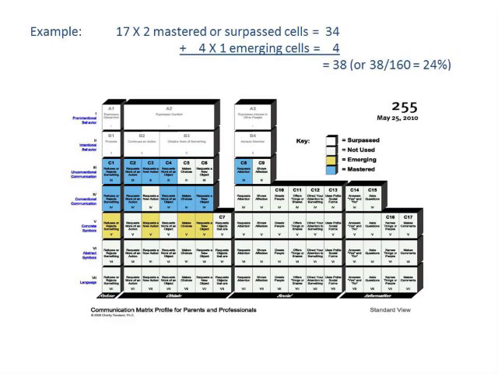In this profile, you can see that 17 cells were scored mastered or surpassed at levels 1 and 2 for a total of 34 points, and 4 cells were scored emerging for a total of 4 points. So the total score for this profile is 38, or 24% of 160.